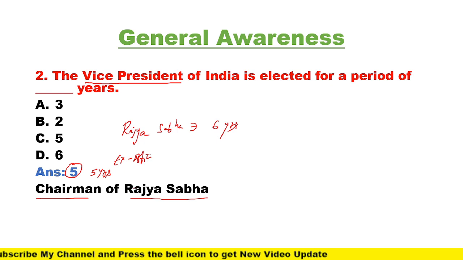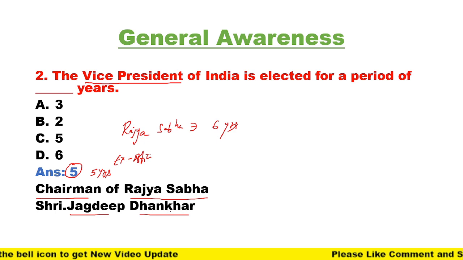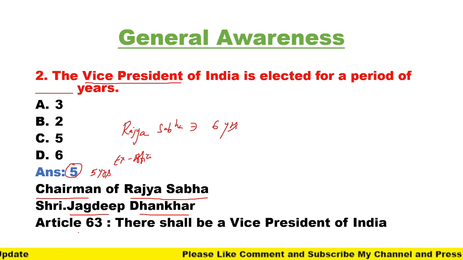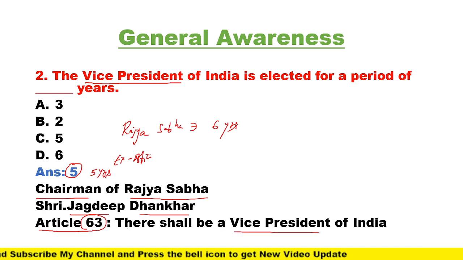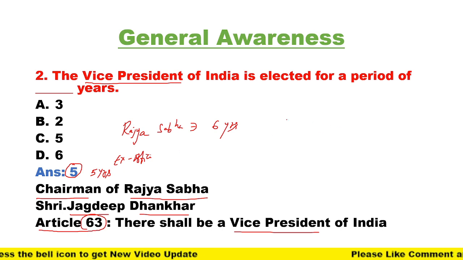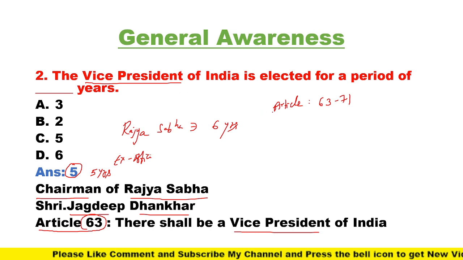And who is the present Vice President of India? Jagdeep Dhankar is the present Vice President of India. And as per which article will we have the Vice President? Article 63. As per Article 63, there shall be a Vice President of India. Remember here, Articles 63 to 71. All these articles are related to the Vice President.